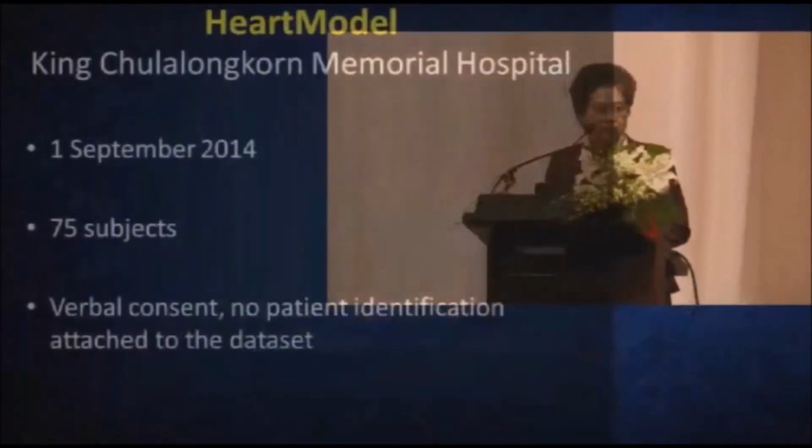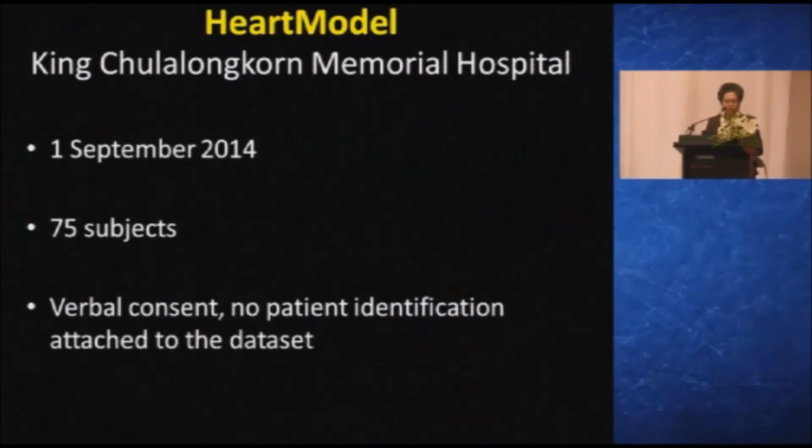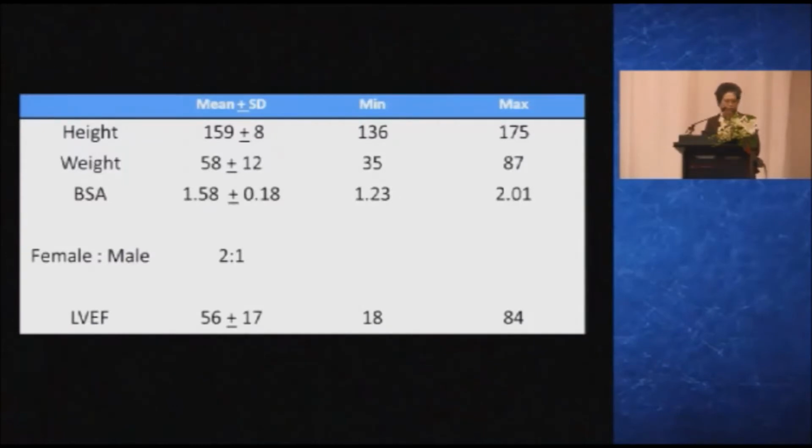We began the first subject acquisition for the HeartModel on September 1st, 2014, and we have completed 75 subjects. The patients gave verbal consent, with no patient identification attached to the data sets that were completed and uploaded by web to the lab. What I would like to state is that we have a variety of patient body builds. The body surface area is as small as 1.23, and the most heavily built is 2. The female to male ratio is 2:1. And the mean ejection fraction for the 75 is 56, so most are normal.